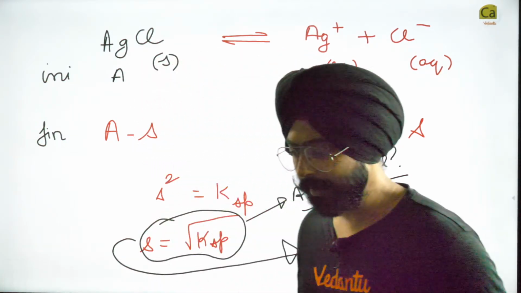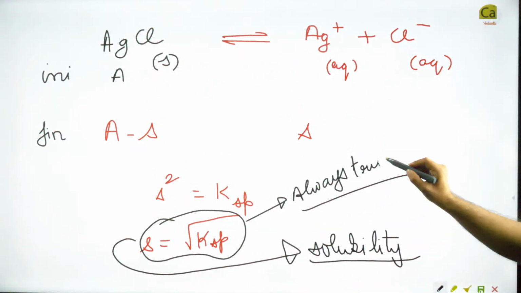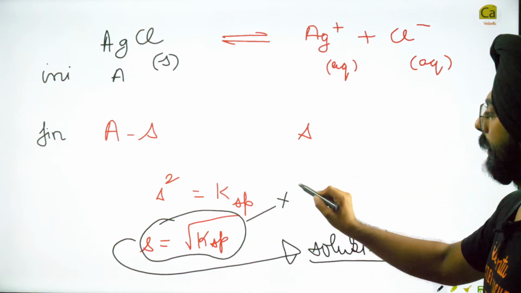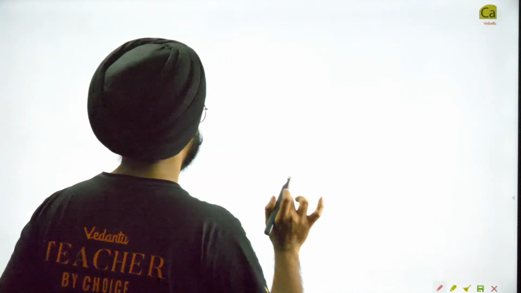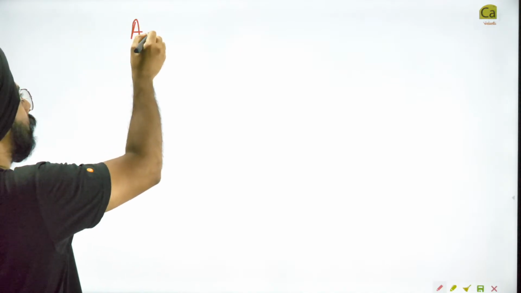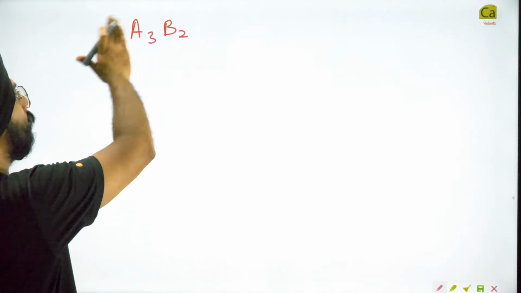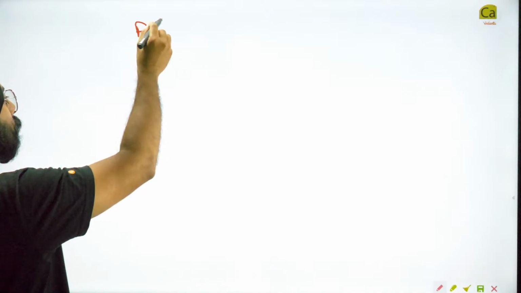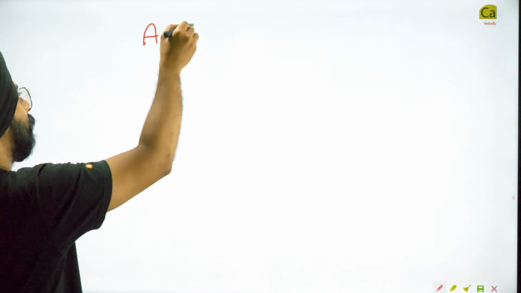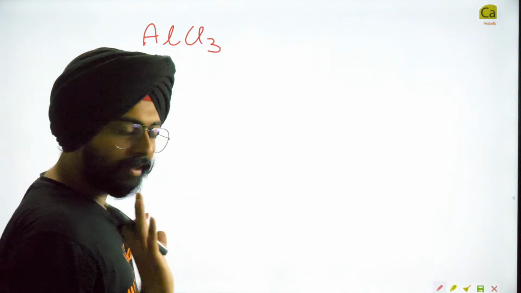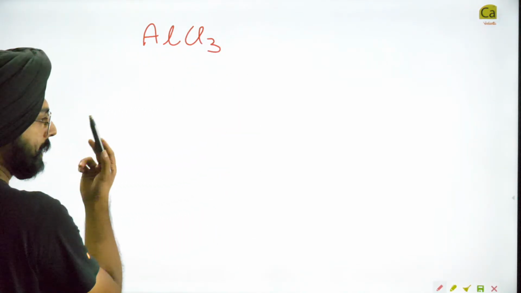So chalo. This, of course, is not always true. So let's take another example. एक अलग example लेते हैं, and let's take an imaginary salt. लेंगे? Let's take A3B2. या चलो AlCl3 ले लेते हैं यार. Okay, imagine that AlCl3 is a sparingly soluble salt. Let's take this as an example.